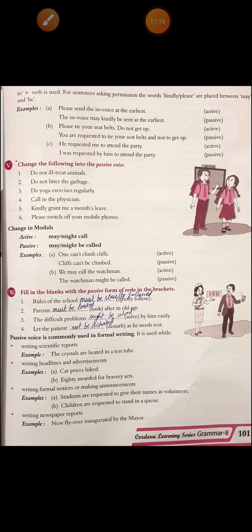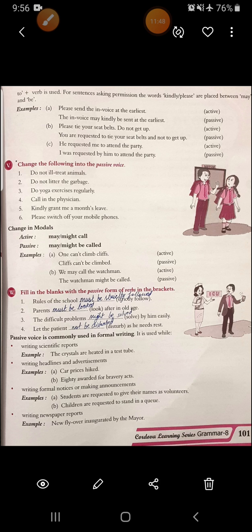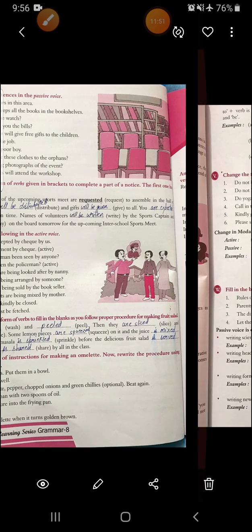Okay. Now the last part is passive voice is commonly used in formal writing, like writing scientific reports. The crystals are heated in a test tube. Then writing headlines and advertisements. Car prices hiked. 80 awards for bravery acts. Then writing formal notices or making announcements. Examples: students are requested to give their names as volunteers. Children are requested to stand in a queue. Then writing newspaper reports. New flyover inaugurated by the mayor.